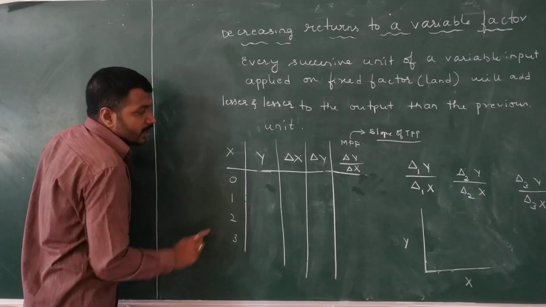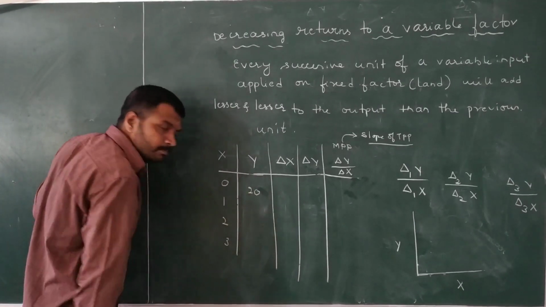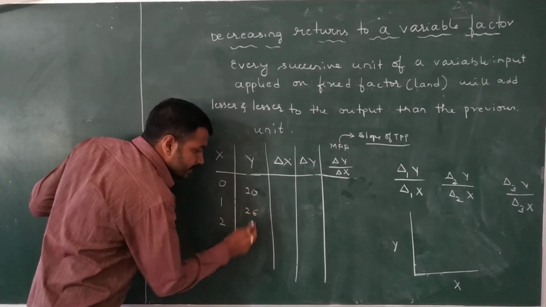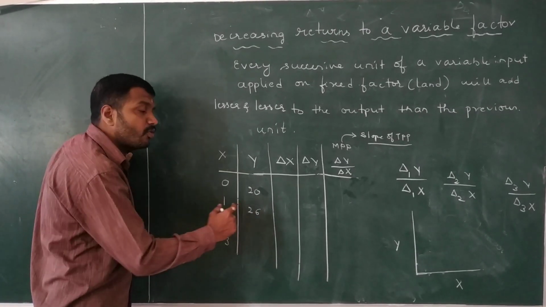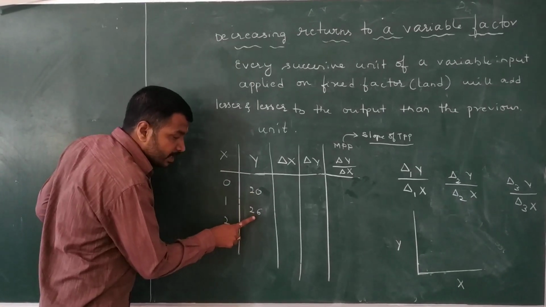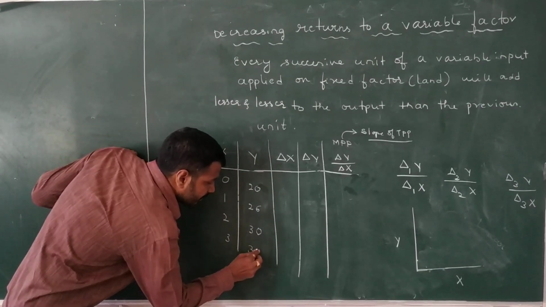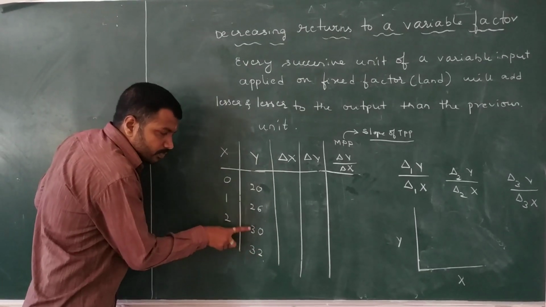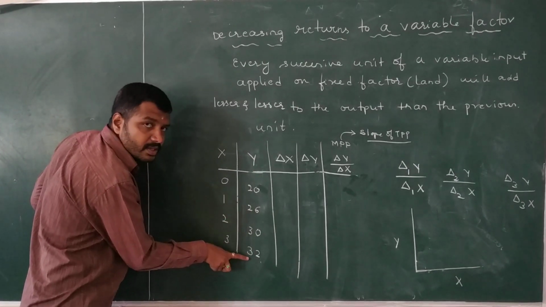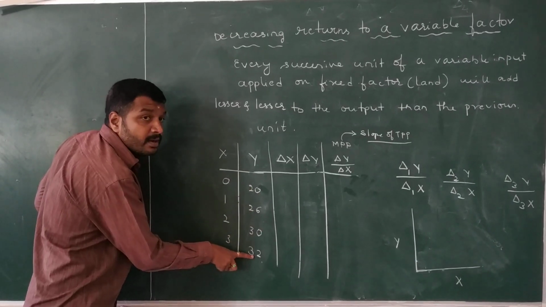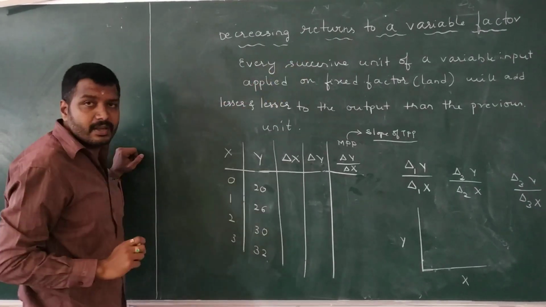Okay, that you understand. The corresponding output will be 20, 26, 30, 32. Though it seems to be hypothetical, try to understand how it is going to respond. Once you look into the nature of this y, it is exhibiting an increasing trend. Is it not? Though it is exhibiting an increasing trend, the increase is at a decreasing rate. Hence it is called decreasing returns to a variable factor.